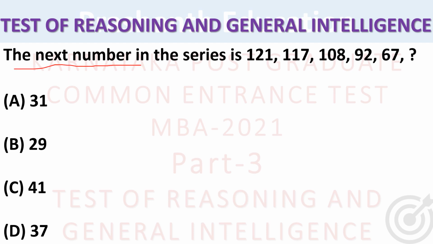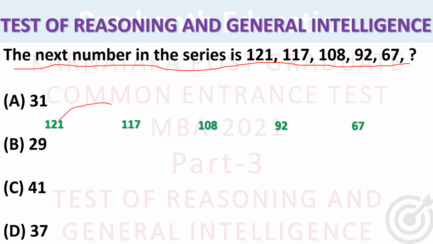The next number in this series is 121. So we need to identify the series. Let's write this series first. Let's look at what's the difference between 121 and 117. How much I need to add to 117 to become 121 is plus 4. Similarly 108 to 117: if I add 9 to 108, it will become 117.